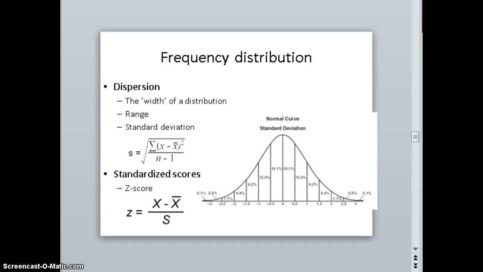The dispersion of a distribution is the width of the distribution. How spread out are the scores? How dispersed are the scores? The range is an indicator of dispersion, and so is the standard deviation. The standard deviation is nice because the units are standardized.